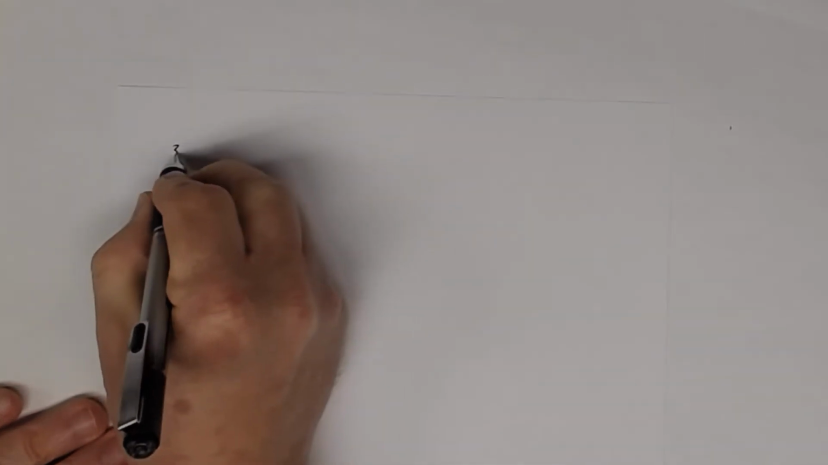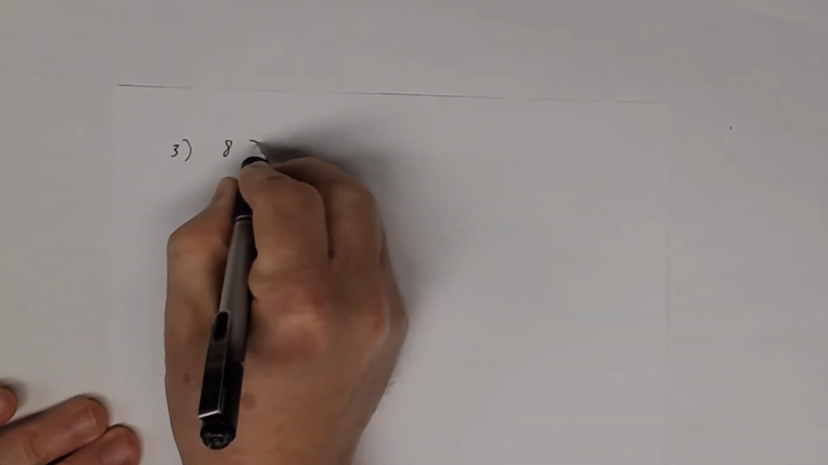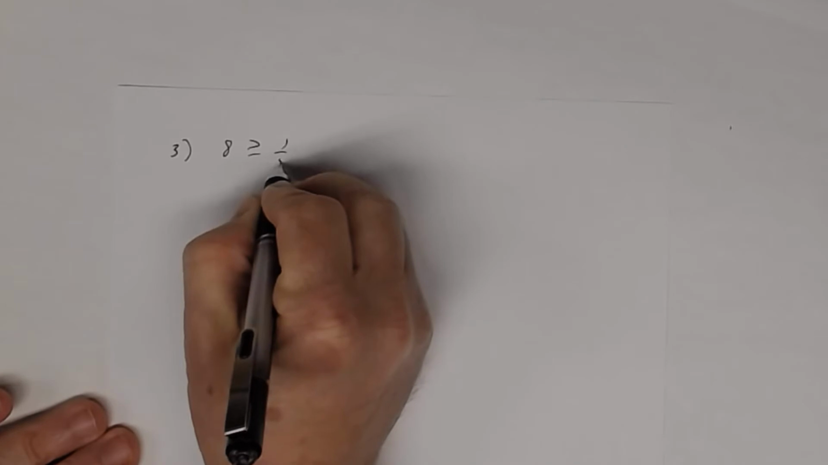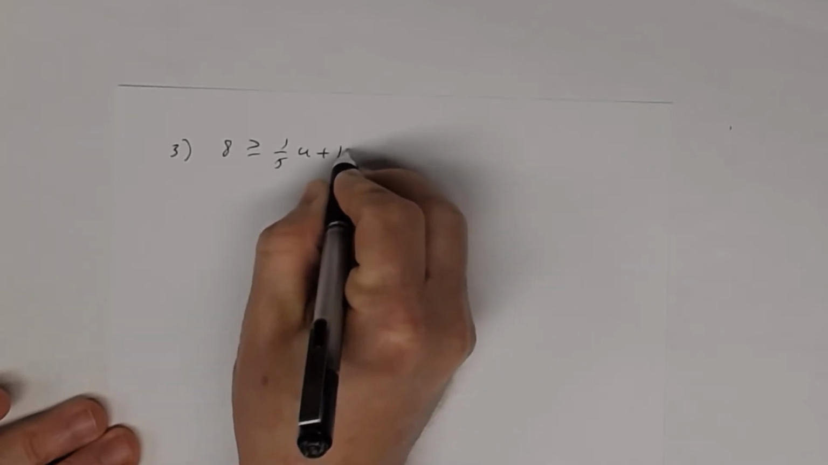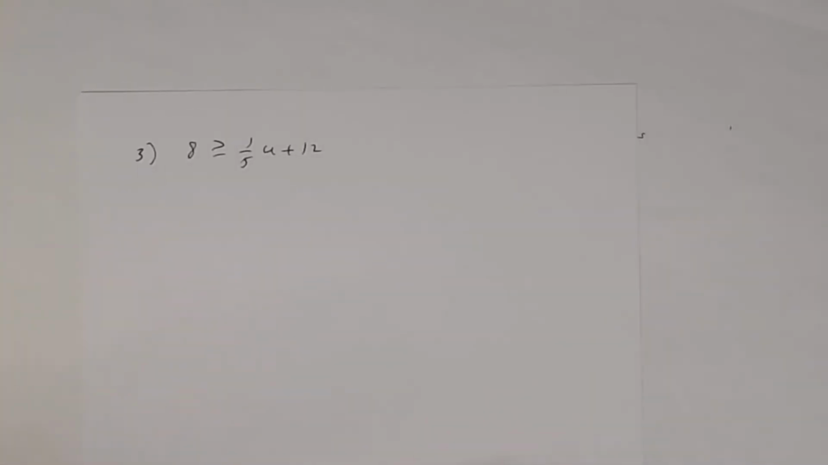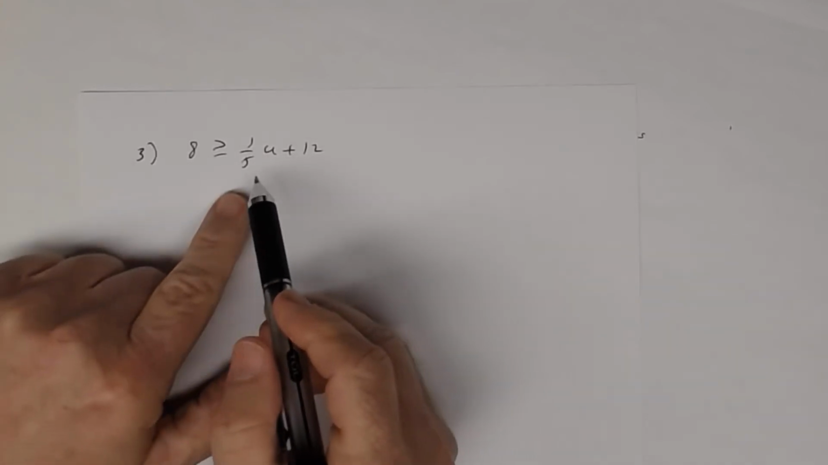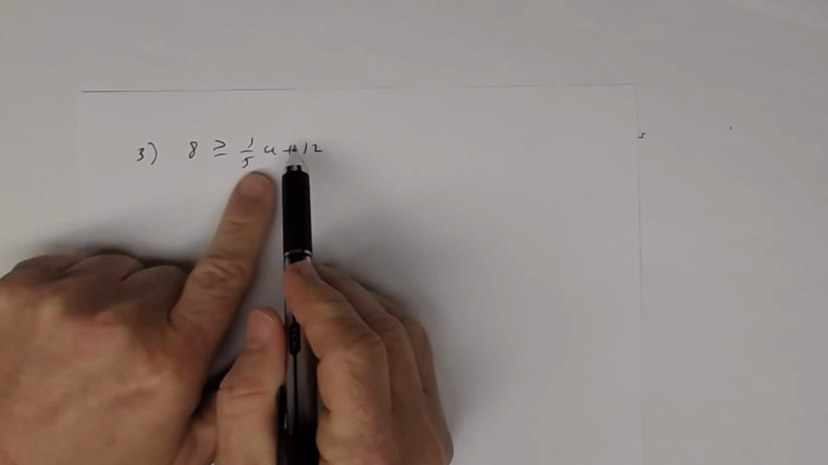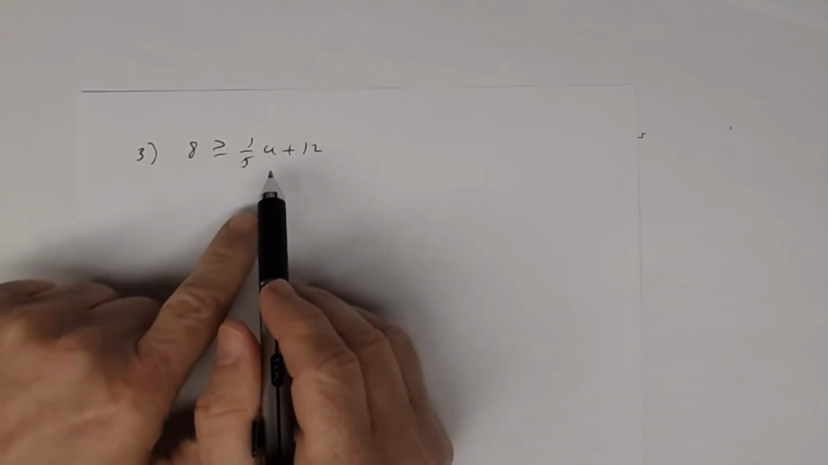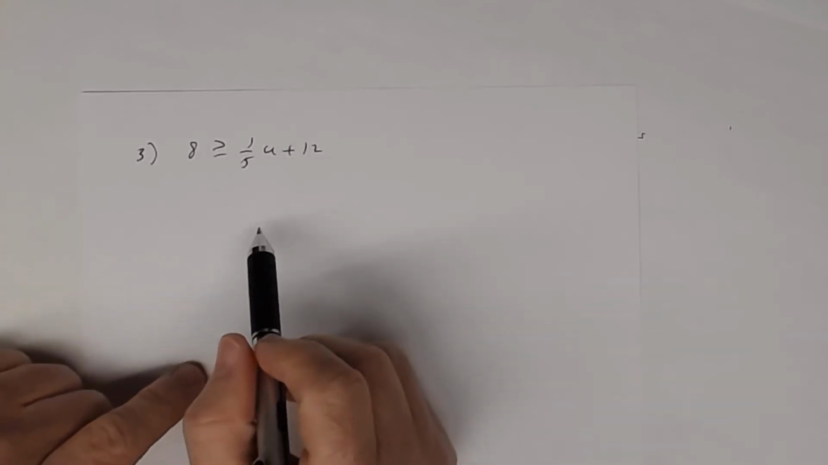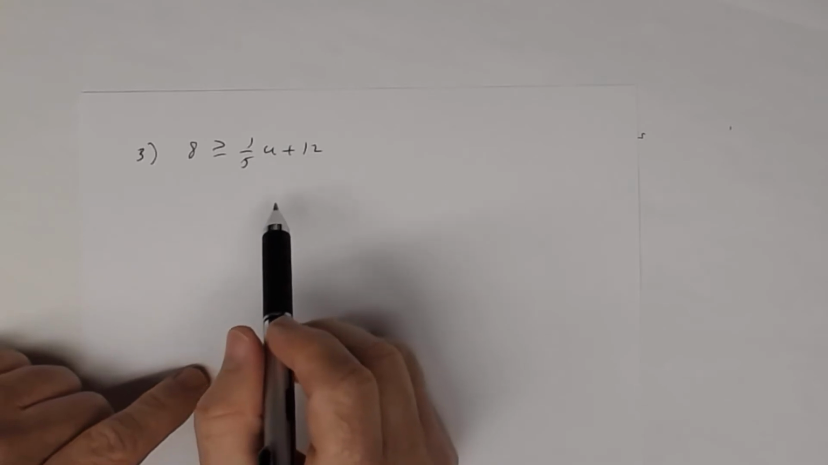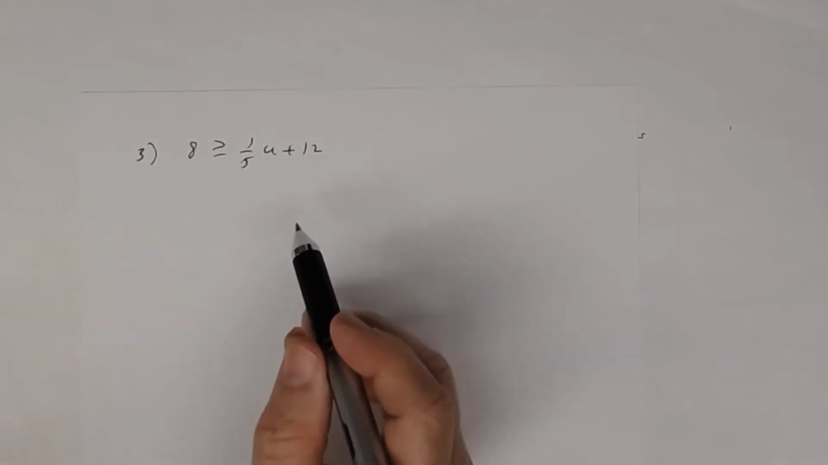All right, number 3, let's suppose we had this: 8 is greater than or equal to 1/5 u plus 12. So 8 is greater than or equal to 1/5 u plus 12. Now, it just so happens that the variable expression is on the right-hand side, and that doesn't matter. It just happens to be on the right-hand side. And so let's go ahead and leave it like that, and let's see what happens.